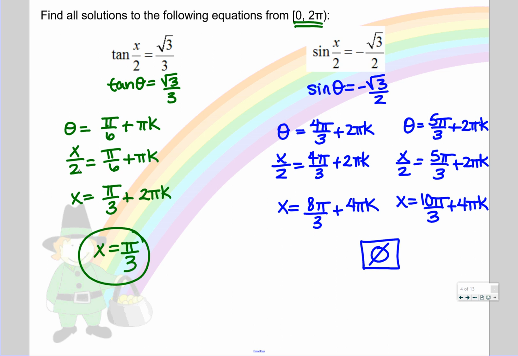Now, one thing that you do want to check too is k is an integer, which means it could be a negative number. So instead of adding 4 pi, you could also go backwards. You could subtract 4 pi. But if I take 8/3 and subtract 4, it's not going to be still between 0 and 2 pi. I would get a negative number. And if I did 10/3 and subtracted 4, I would get a negative number. But it's worth checking because sometimes with these, it kind of shifts all our numbers to the right. And so we have to work backwards to find solutions.